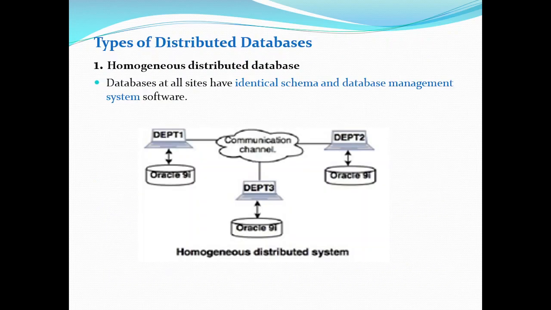Let us see the types of distributed databases. Homogeneous distributed databases: databases at all sites have identical schema and database management system software. So you have the communication channel, you have department 1, 2 and 3, and everything has a similar distributed database, for example, Oracle 9.